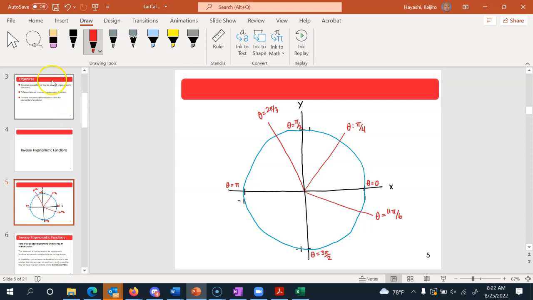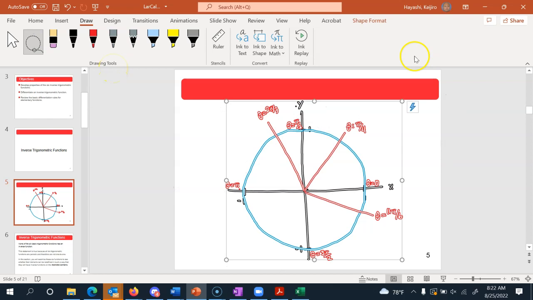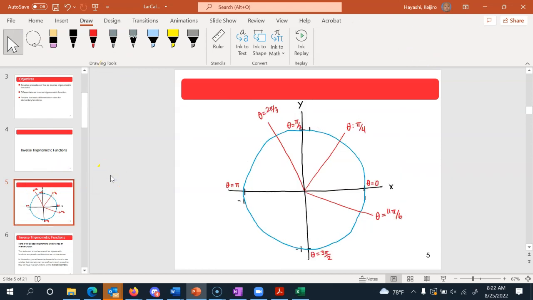All right, so that's the unit circle and how angles work. The whole circle is 2 pi, and all the angles are just little subdivisions of that.